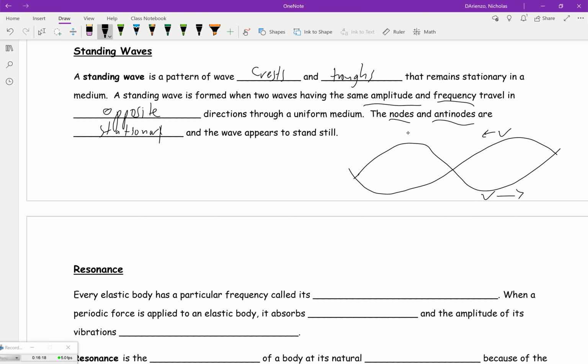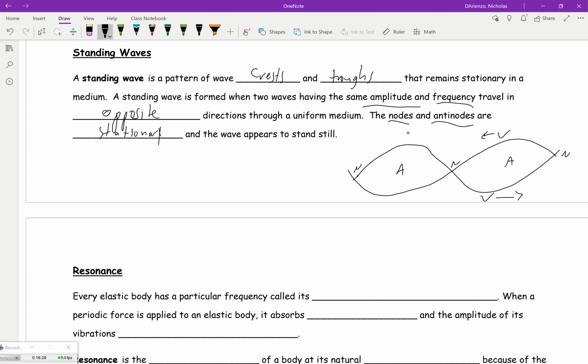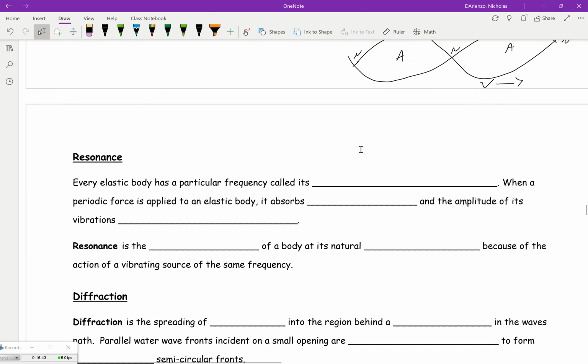Get it like that. That lines up pretty good. What we're going to get here are antinodes and nodes. And these points are going to look like they're remaining stationary. But because of these waves moving with the same amplitude and frequency in opposite directions, that's going to cause them to look like they're remaining stationary, even though both waves are moving in opposite directions.